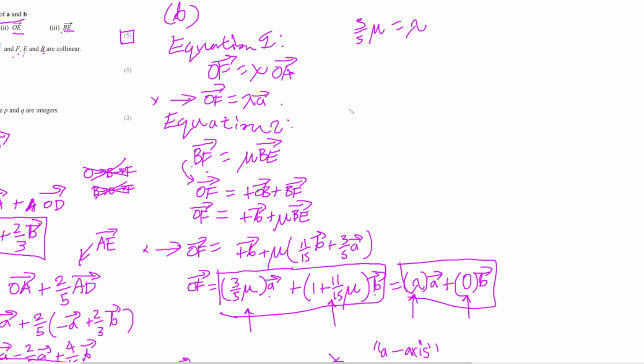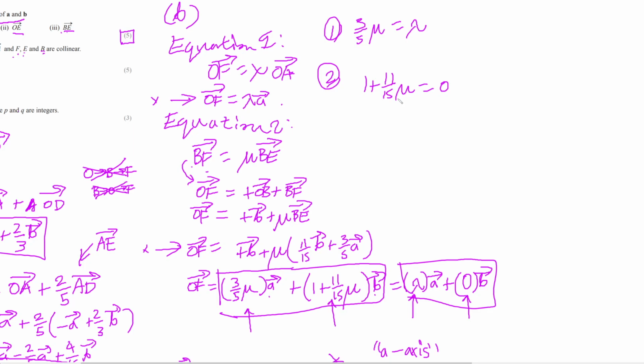And in the same way, the number of b's in the vector OF is constant. It won't change. There's only one possible number of b's that could make up both OF. So 1 plus 11/15 mu is equal to 0. And these are our two simultaneous equations that we want to solve to finally get a value for lambda.